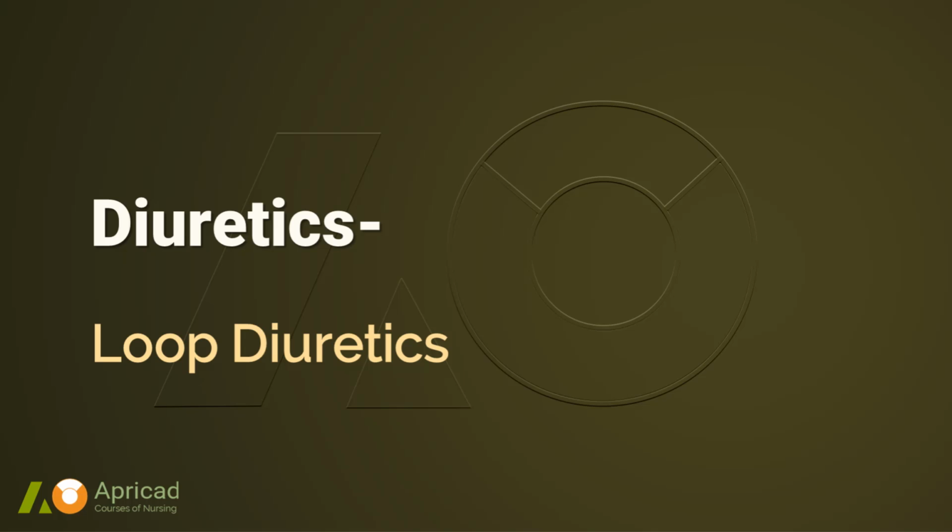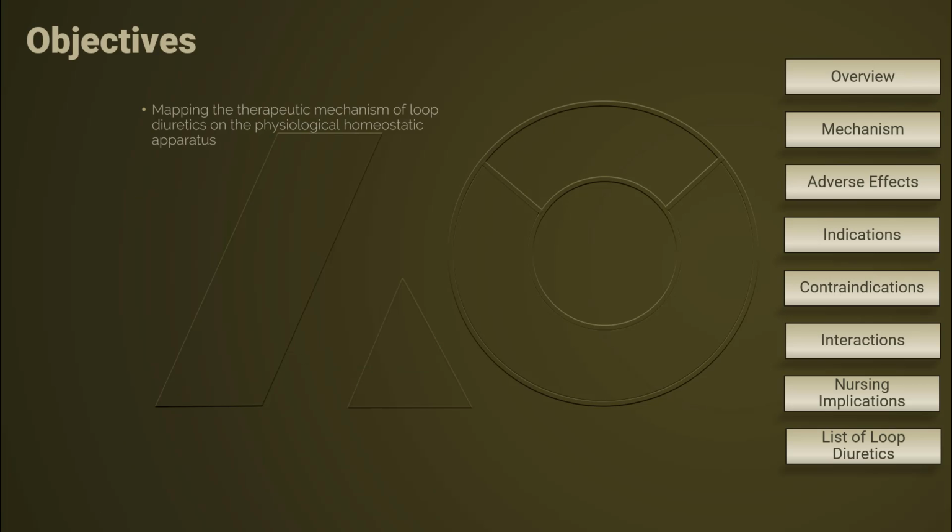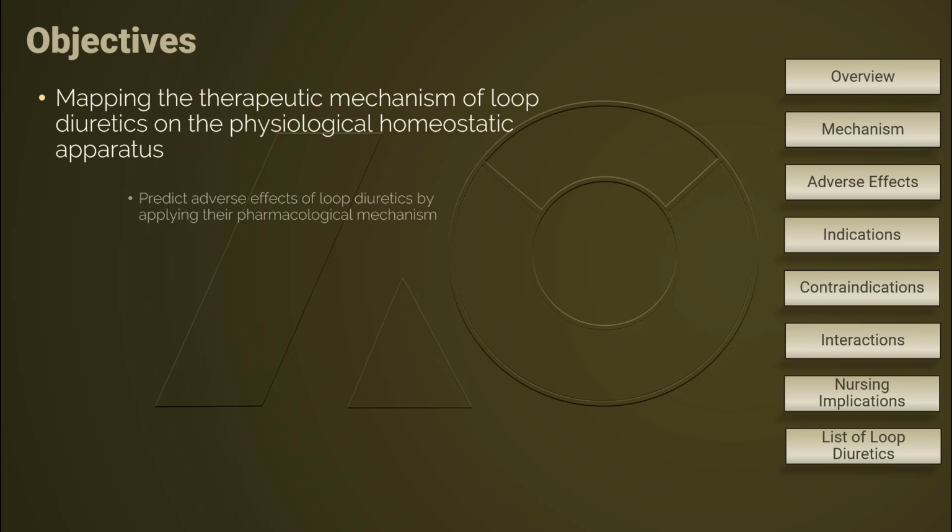The third group of diuretics that we will be discussing today is loop diuretics. Unlike thiazides, loop diuretics are known as the high-ceiling diuretics. Increasing the dosage of a loop diuretic will increase its diuresis effect. After this lecture, I wish to accomplish the following objectives.